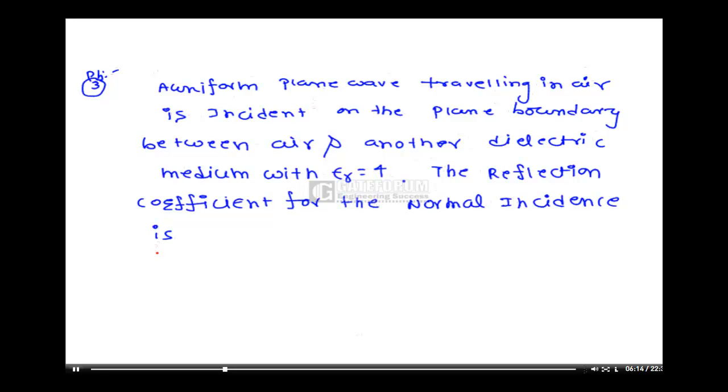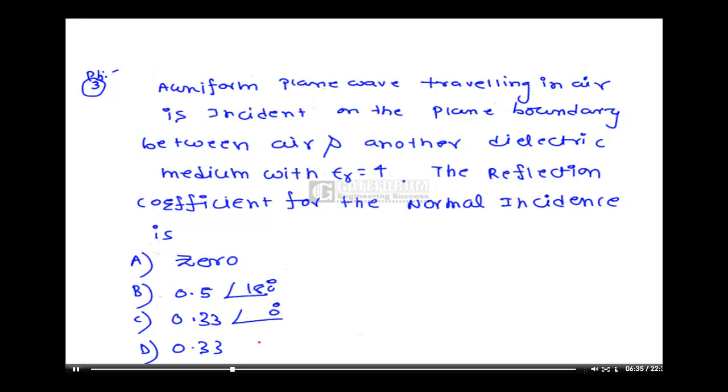the reflection coefficient for the normal incidence is: option A, 0; option B, 0.5 at 180 degrees; option C, 0.33 at an angle 0 degrees; option D, 0.33 at an angle 180 degrees.